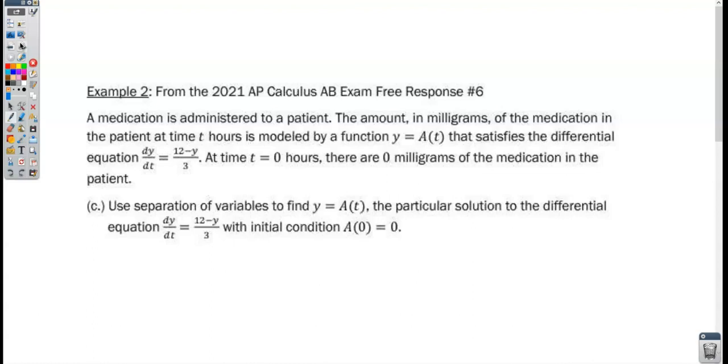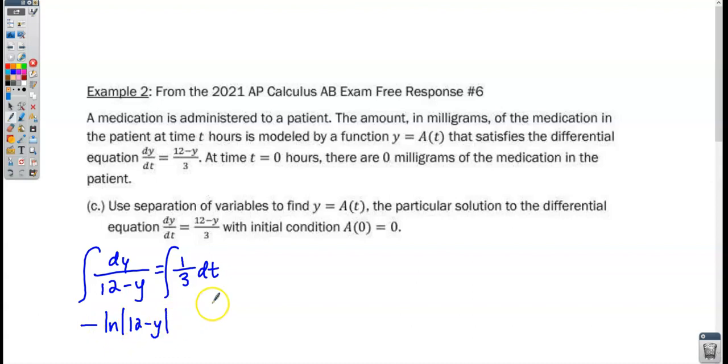We're going to separate first. We divide both sides by the quantity 12 minus y, and we multiply both sides by dt, and we get that. And now we're going to integrate both sides. The integral of the left is negative natural log of the absolute value of 12 minus y. And the integral of the right is 1/3 t plus a constant.